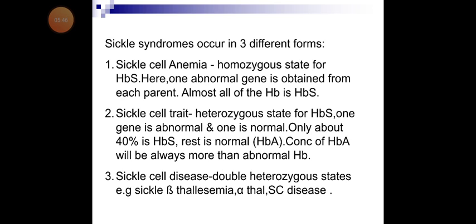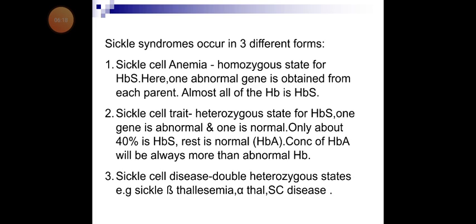Sickle syndromes occur in three forms. One is sickle cell anemia, second is sickle cell trait, and third is sickle cell disease, the double heterozygous state. In sickle cell anemia, it is a homozygous state where both genes are changed, HBS. One abnormal gene is obtained from each parent, so both genes are affected, that is HBSS, sickle cell anemia. Almost all of the hemoglobin is HBS type.